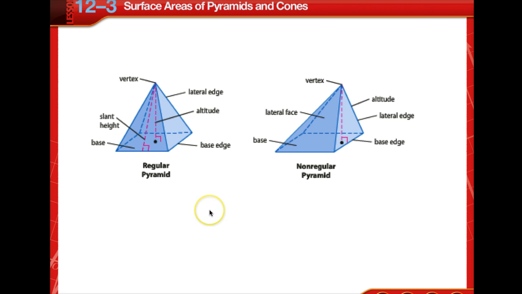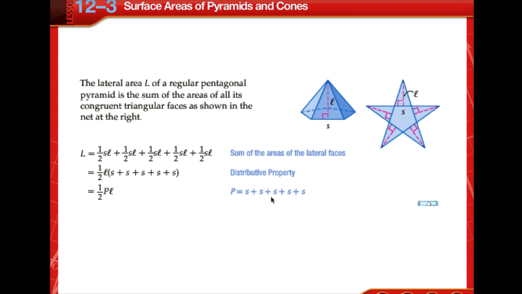A regular pyramid has a base that is a regular polygon, and the altitude has an endpoint at the center of the base. All the lateral edges are congruent, and all the lateral faces are congruent isosceles triangles. The height of each lateral face is called the slant height, or L, of the pyramid. The lateral area of a regular pentagonal pyramid is the sum of the areas of all its congruent triangular faces, as shown in the net at right.